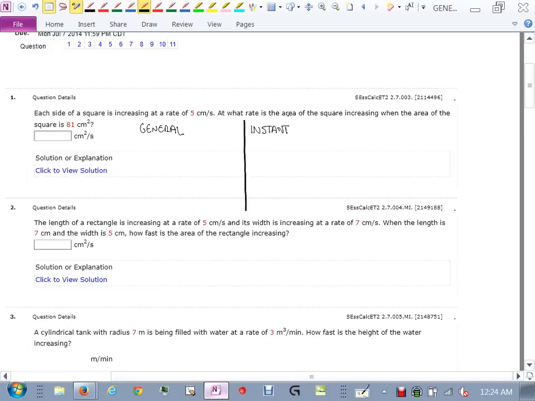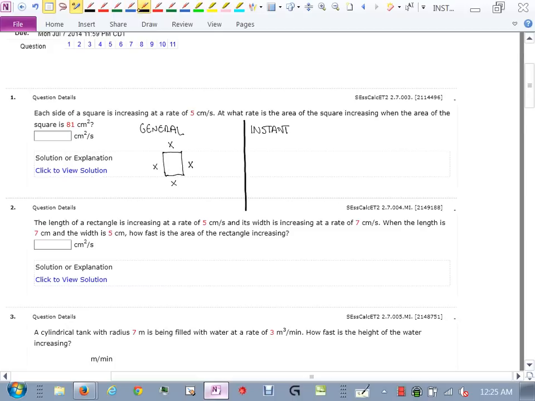Okay, so the general picture is that we have a square. That means all sides are the same. And the square is changing. Each side is increasing at a rate of 5 centimeters per second. So since this square has a side that's changing, I will assign a variable to it, x. And of course, that means all the other sides are also x.